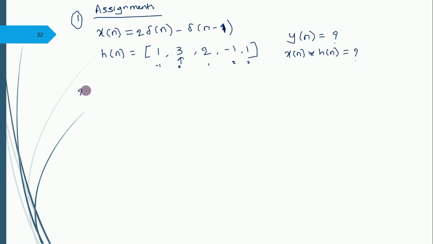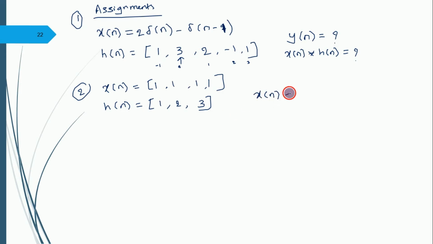So second assignment, I'll give one more assignment for you. Simple assignments, not difficult at all. X of n is equal to 1, 1, 1, 1, 1, comma 1, comma 1. H of n is 1, comma 2, comma 3. So verify this and find out x of n convolved with h of n.